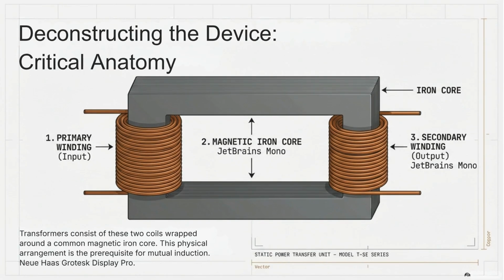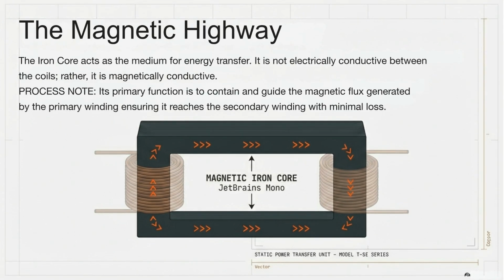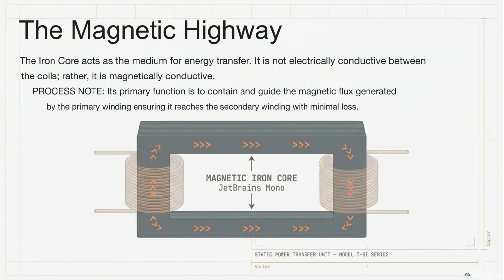Transformers consist of a primary winding, a secondary winding, and a common magnetic iron core. This physical arrangement is essential for mutual induction. The iron core acts as the magnetic highway for energy transfer. It guides the magnetic flux generated by the primary winding to the secondary winding with minimal loss.